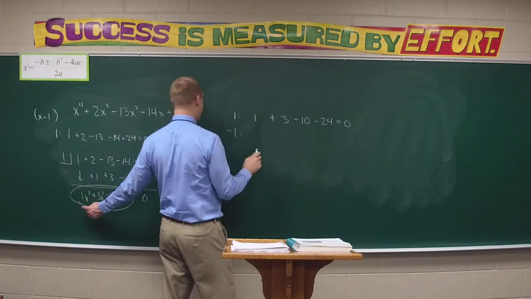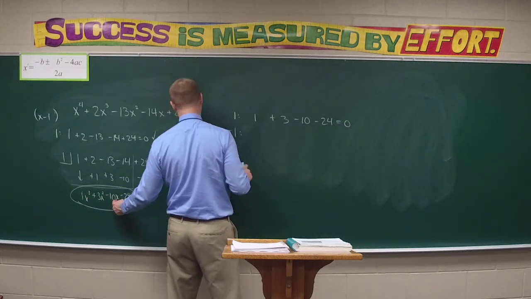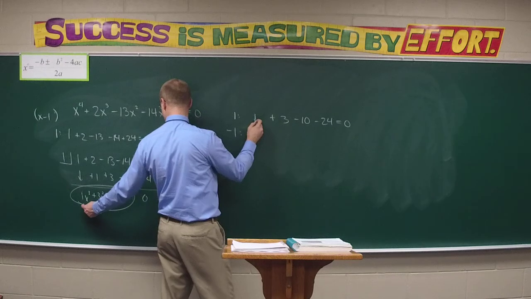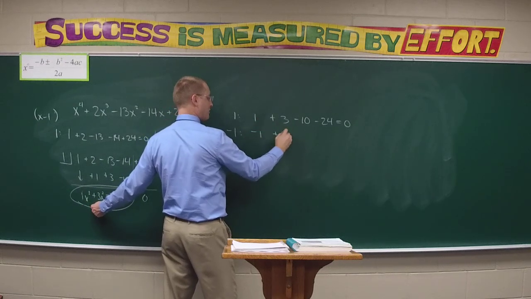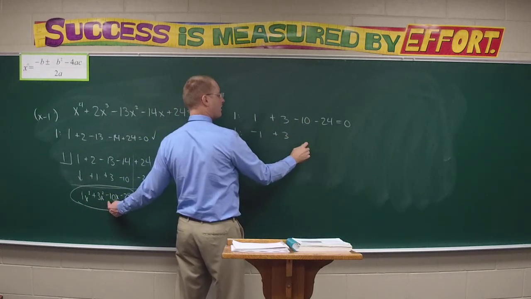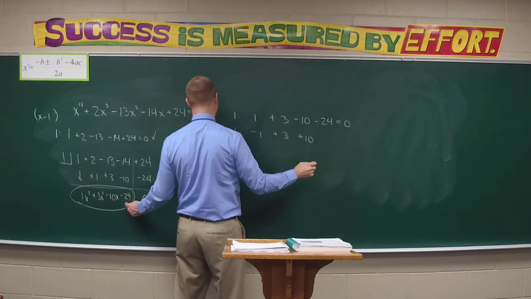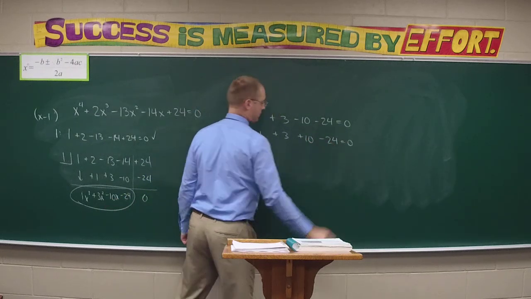Okay, let's try negative 1. Okay, now put in a negative 1. All the odd power signs are going to change. So this becomes negative 1, but this is going to stay a positive 3. This is going to become a positive 10 from the negative times negative. This is going to stay a negative 24. Does that equal 0? No.